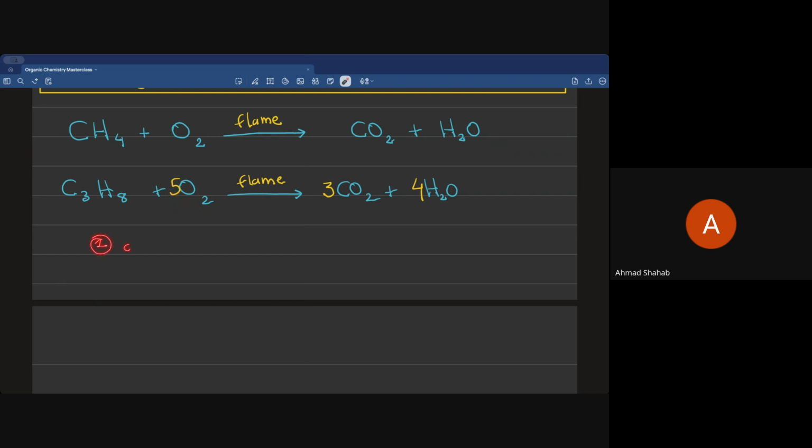So the order will be: firstly balance carbon, secondly balance hydrogen, and thirdly balance oxygen. Thirdly balance oxygen, and this is how we will do it.